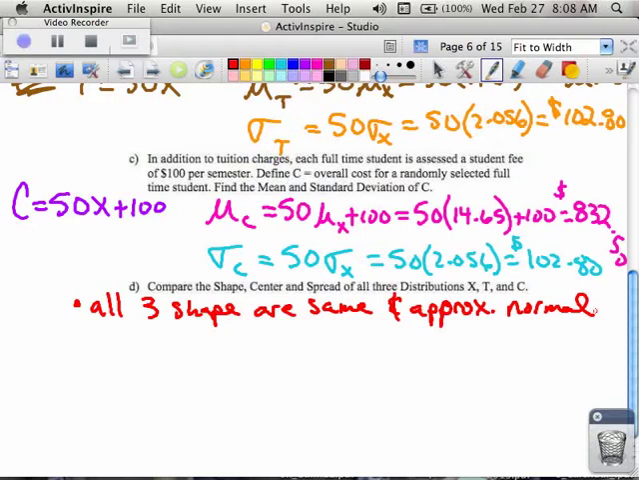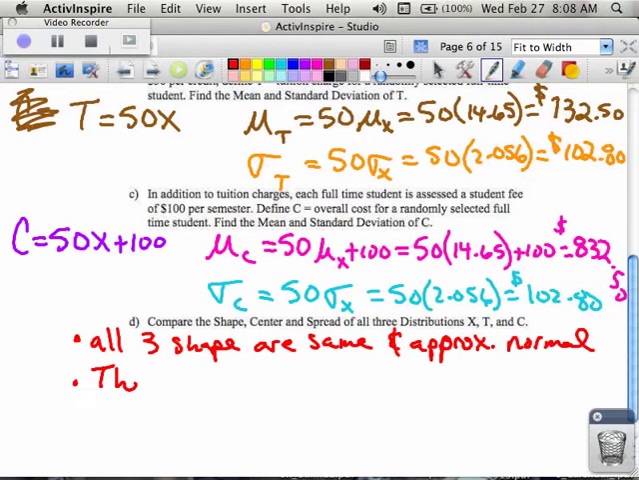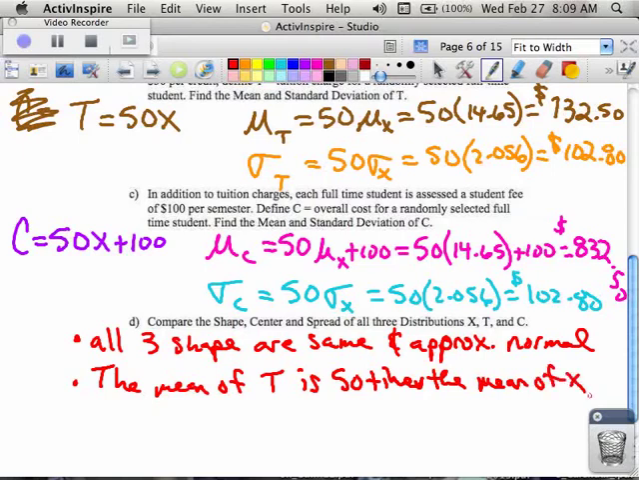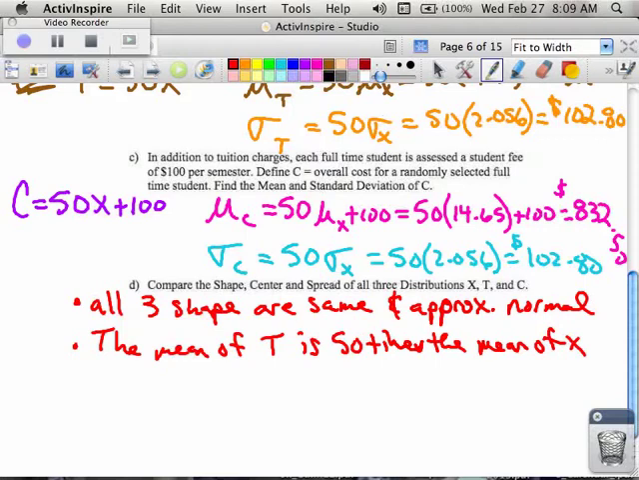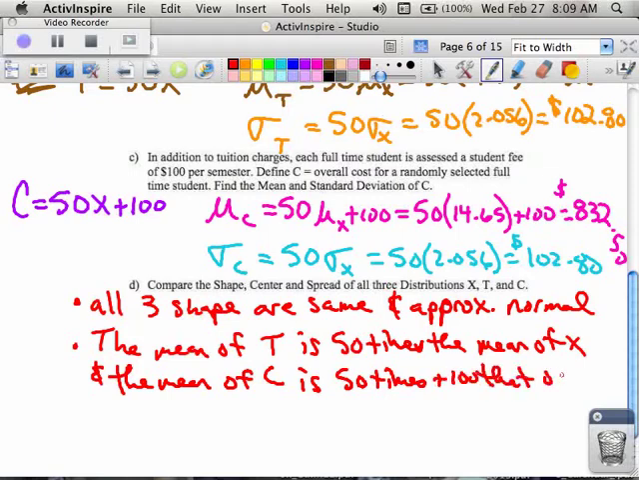Second, the center. I guess I would say something like, if we're comparing the differences, and I go back and look up at T, the mean of T is 50 times the mean of X, and the mean of C is 50 times plus 100 that of X.